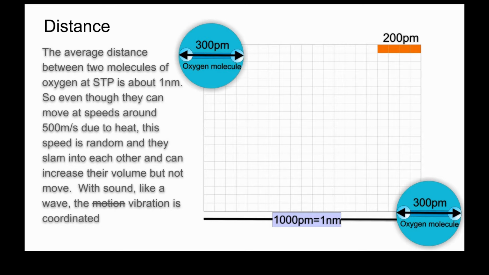There's not a lot of empty space between them, and they are immediately going to strike someone else and go ricocheting off. It would be like attempting to run through a mosh pit. You're just not going to go very far. With sound, like a wave, the motion, the vibration is coordinated, so collisions are reduced.